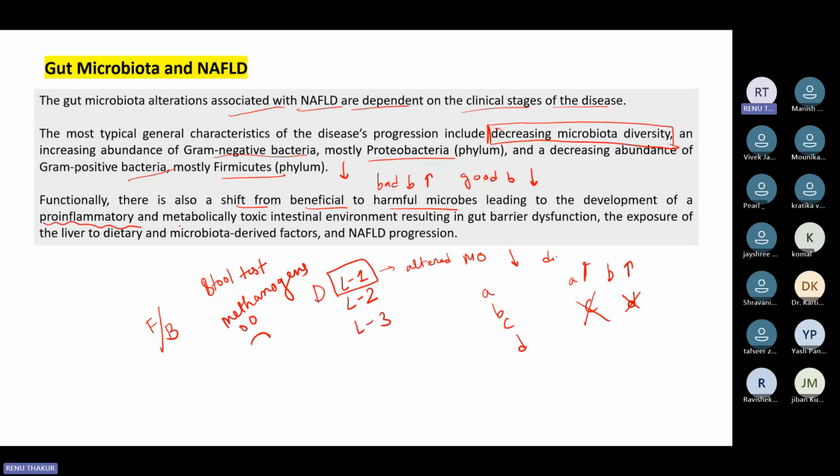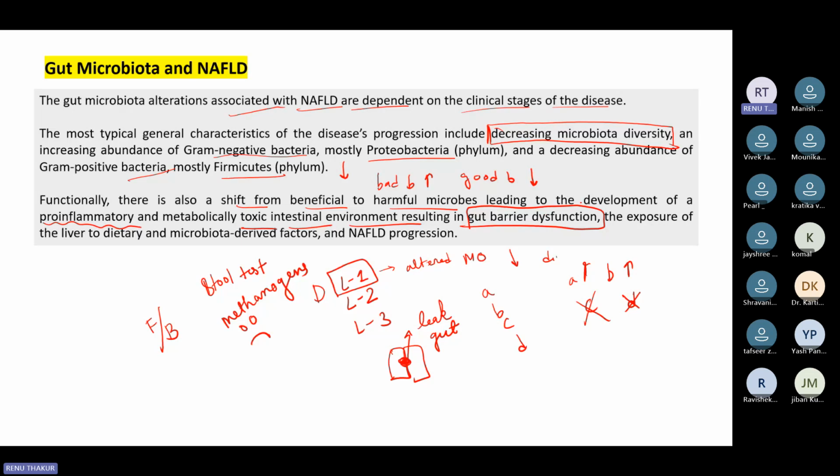So apart from the pro-inflammatory molecules, they also secrete different toxic intestinal environment endotoxins, which will result in gut barrier dysfunction. Gut barrier dysfunction means when this cell is connected to this cell through the tight junction, and this tight junction does not function properly, then this is known as leaky gut. So this is known as gut barrier function.